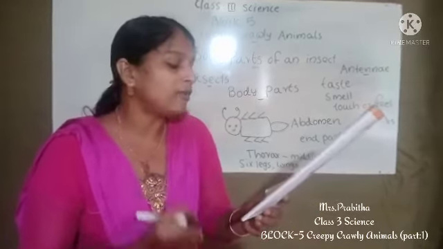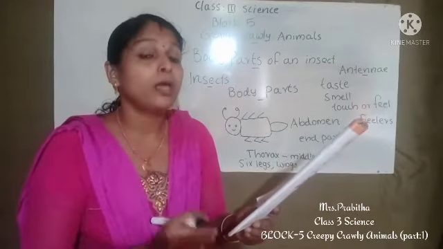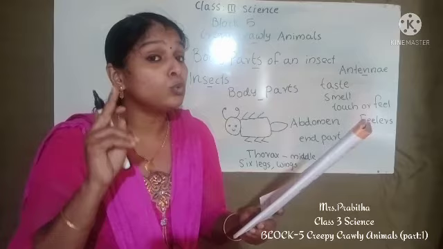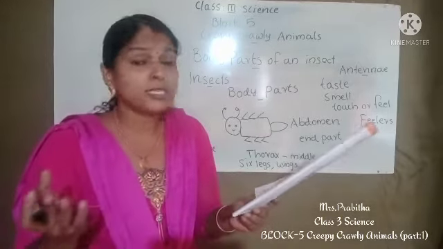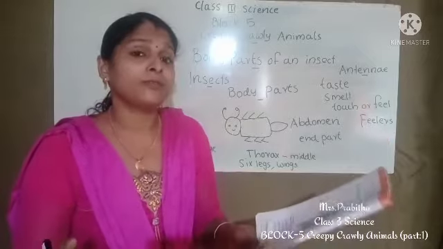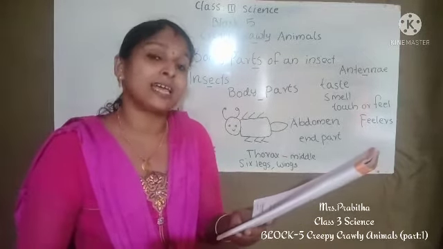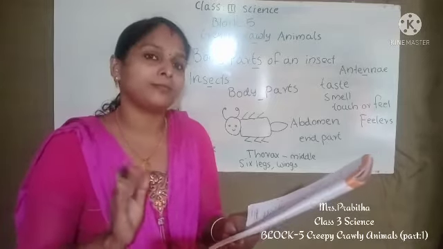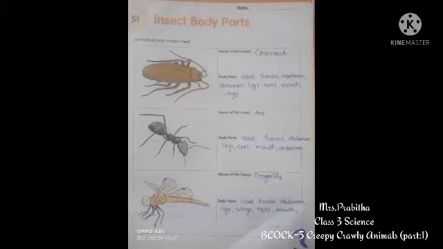Okay, so how will we write the answer? Insects have 6 legs. Humans have 2 legs and 2 arms. Insects do not have arms. So the tailor can stitch the clothes for an insect without arms. Okay, so this is the way you can write the answer.